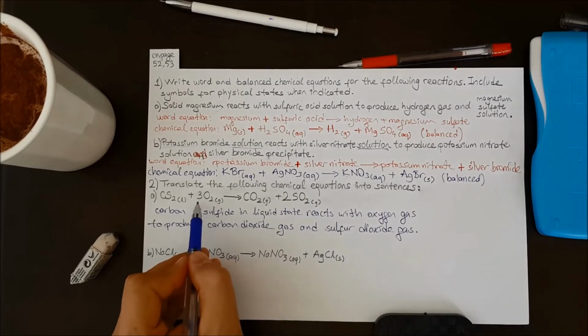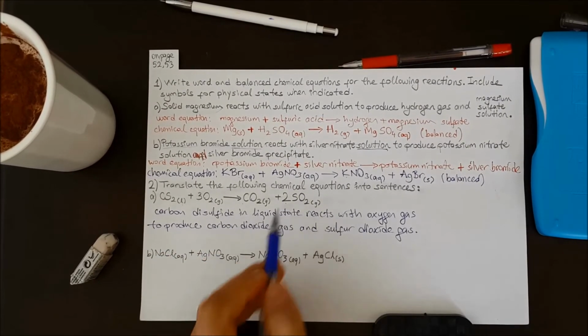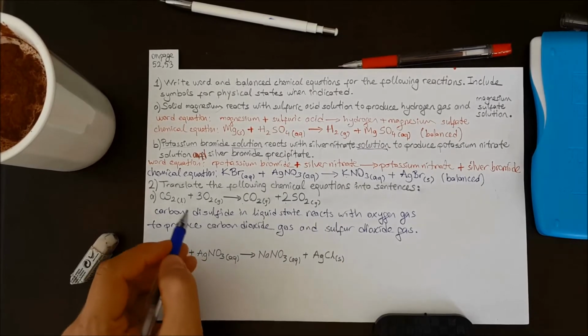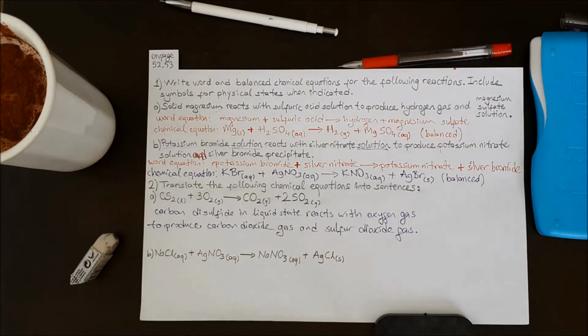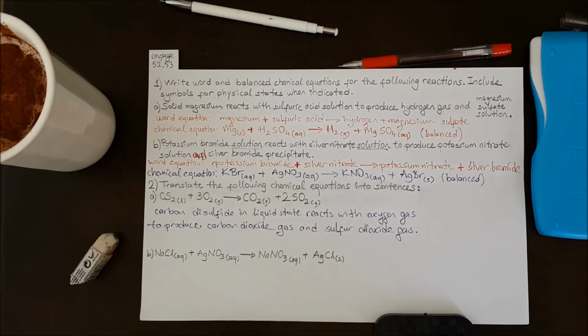Here the coefficients 1, 3, 1, 2 have no effect in the writing of sentences because we do not use them. We use the coefficients for two purposes. One, to balance our chemical equation. Two, to find the mole numbers of chemicals given in our chemical equation.